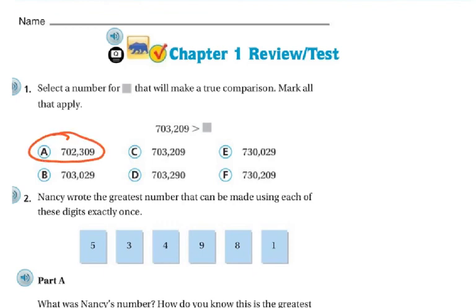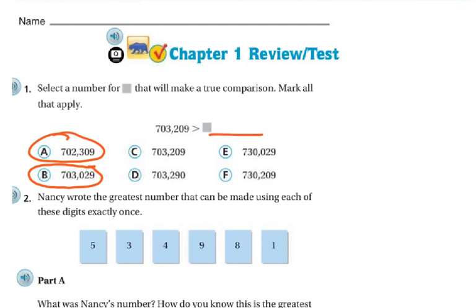The next one, 7. So we've got our 7s, our 0s are the same, our 3s are the same, and then the next number, I have a 2 here and a 0 here. 0 is smaller than 2, so B is also going to fit in that. It could also work on this side of the equation.